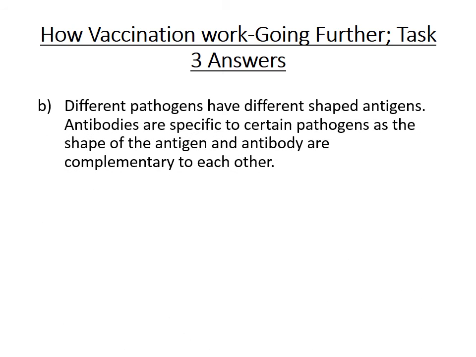So the reason that we're thinking about that different pathogens need different antibodies is, of course, the fact that different pathogens will have different shaped antigens. So antibodies will be specific to a specific antigen, so a specific disease and a specific pathogen. Therefore, we need different antibodies for different antigens and so different pathogens, because they are complementary and so they are specific.